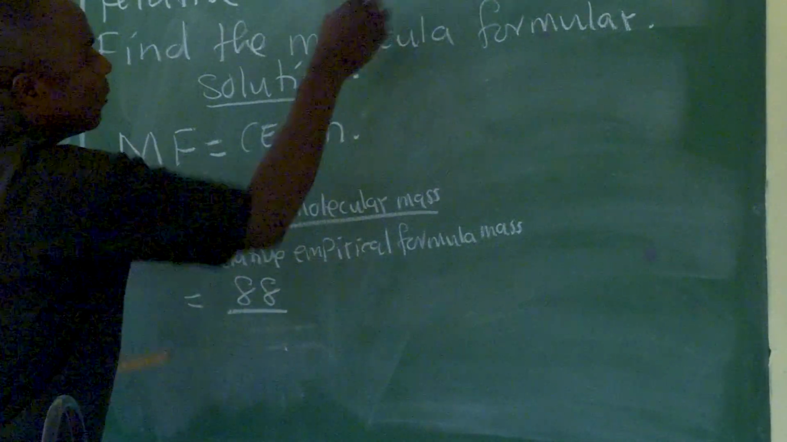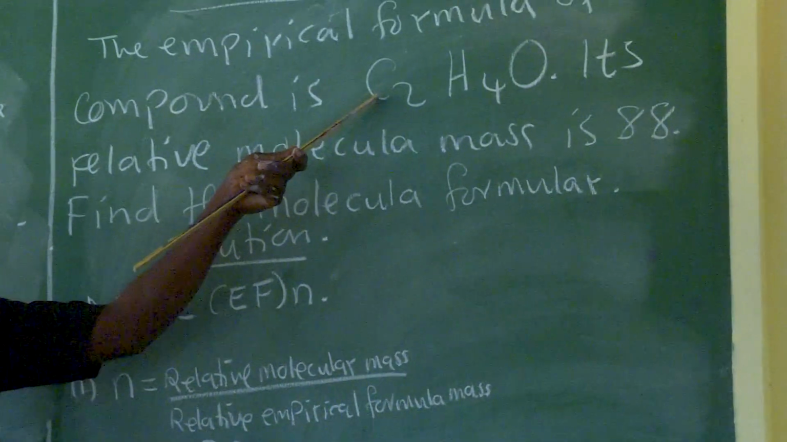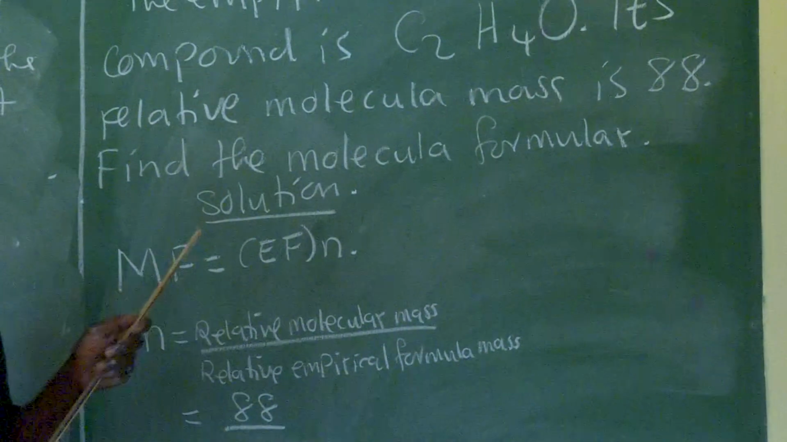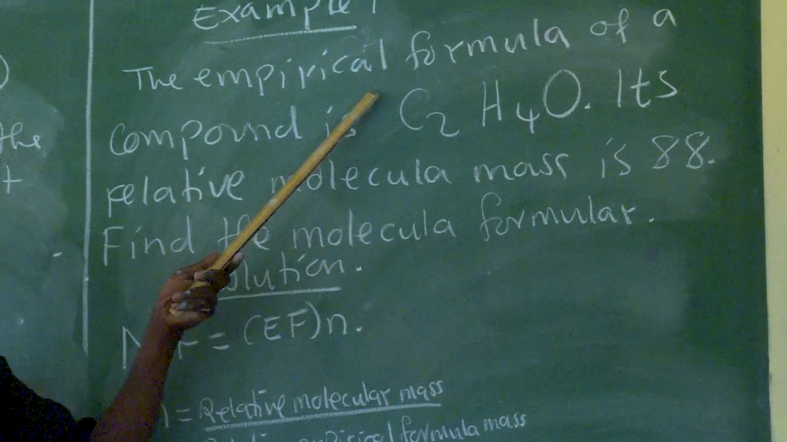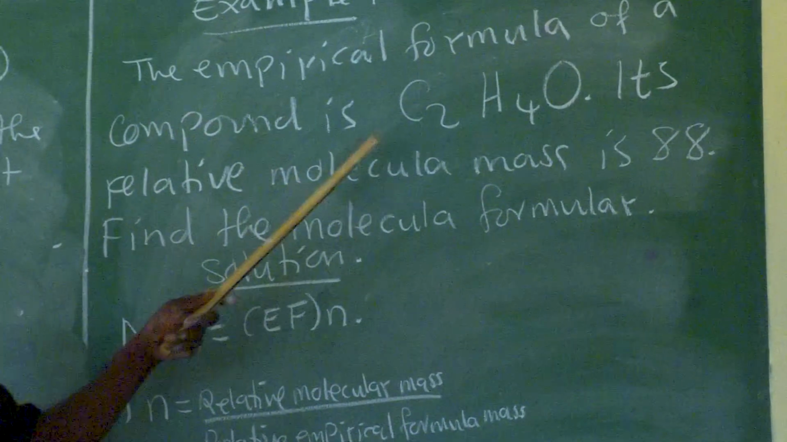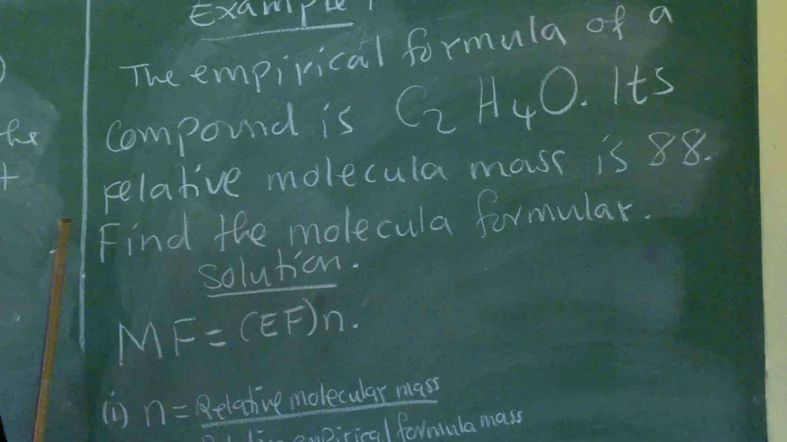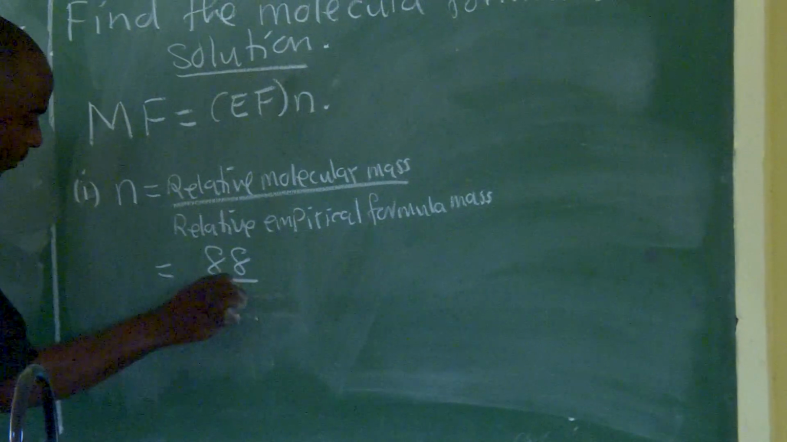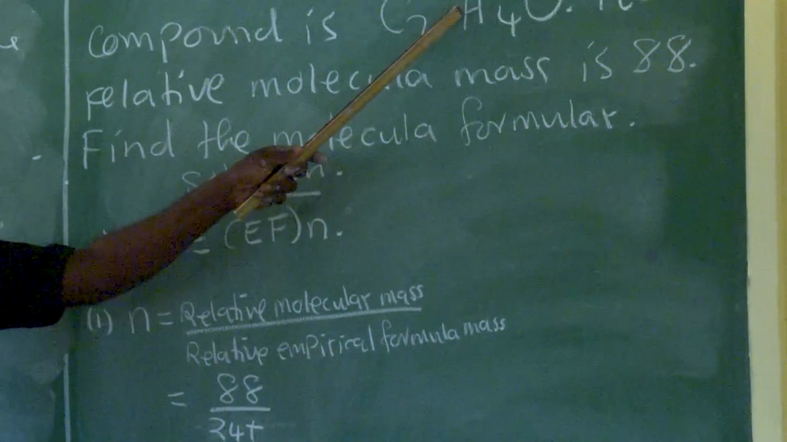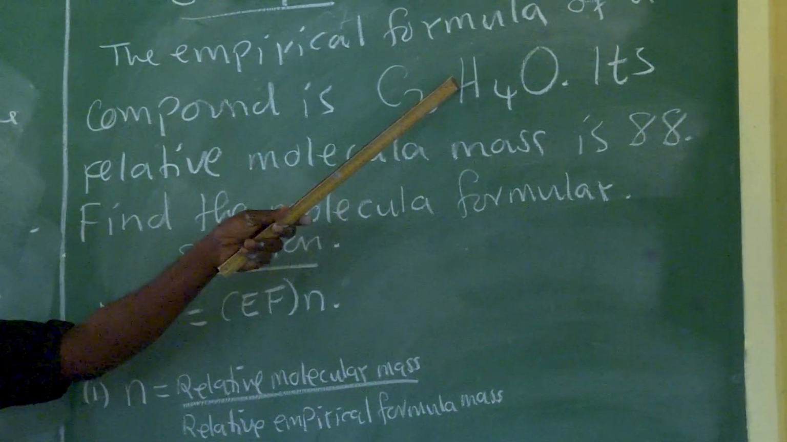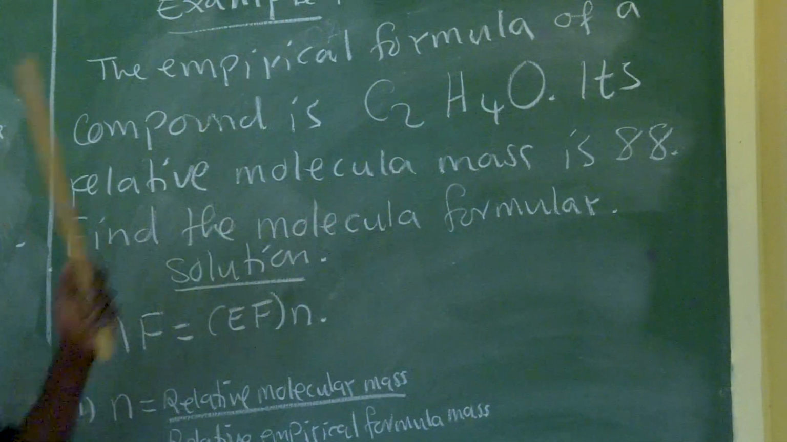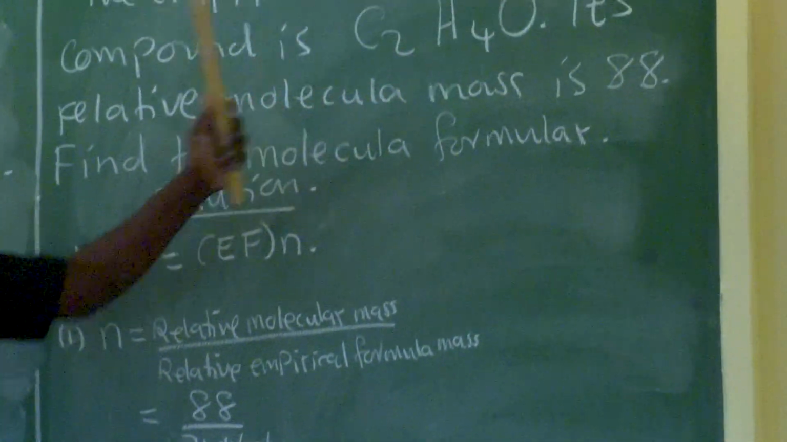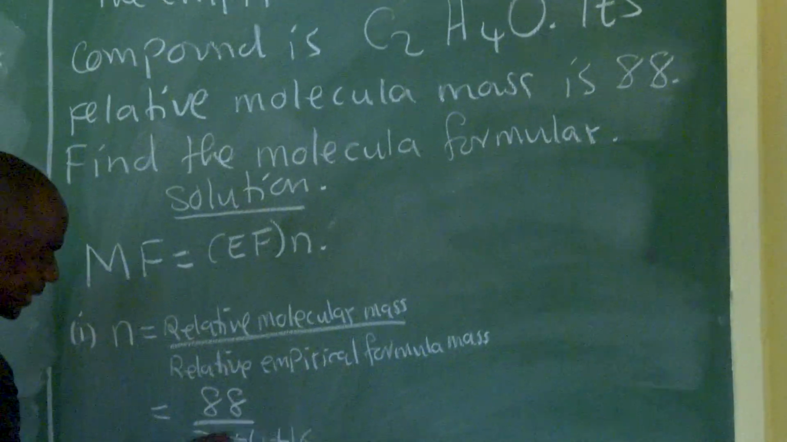In this compound, how many carbons are there? 2. There are 2 carbons. What is the mass number for carbon on the periodic table? 12. Then 12 times 2 is 24. So we have 24 plus hydrogen. On the periodic table, the mass is 1, then 1 times 4 gives us 4. So plus 4. Then oxygen is 16, so we write 16 there.